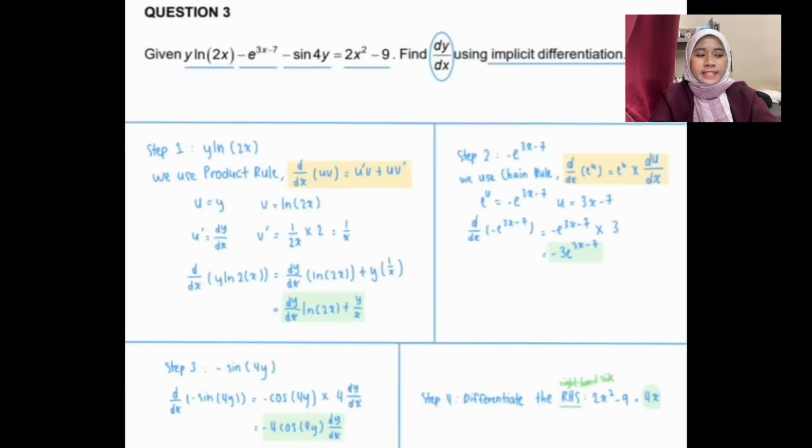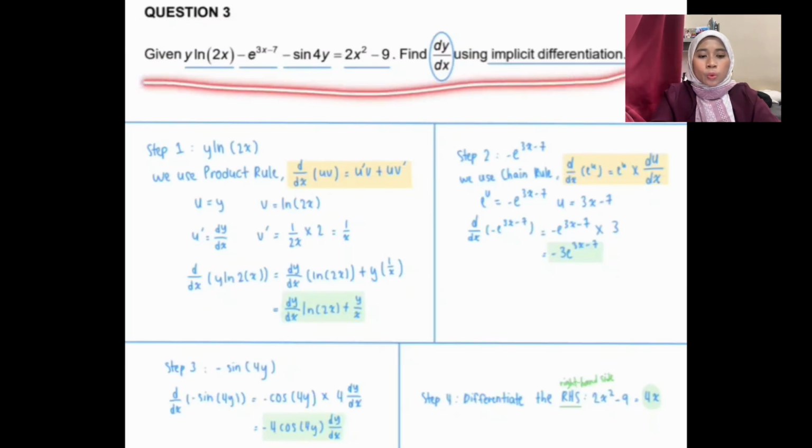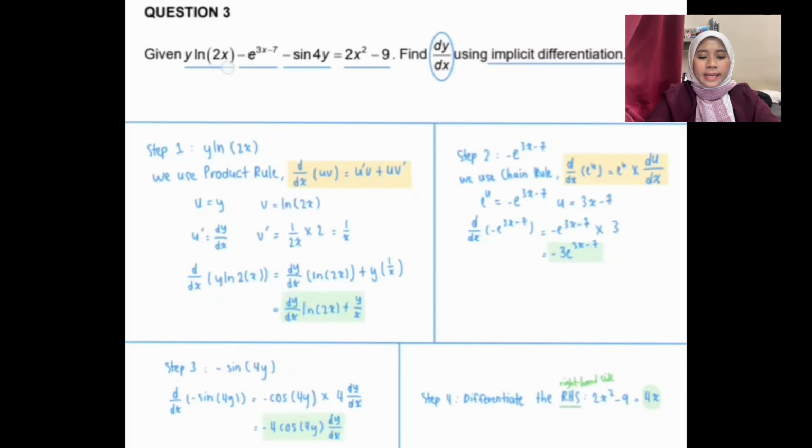Next, for question number 3. So these are the questions and how to solve. Given y ln 2x minus e power of 3x minus 7 minus sin 4y equal to 2x squared minus 9, we need to find dy over dx using implicit differentiation. So first, we will separate all of this.